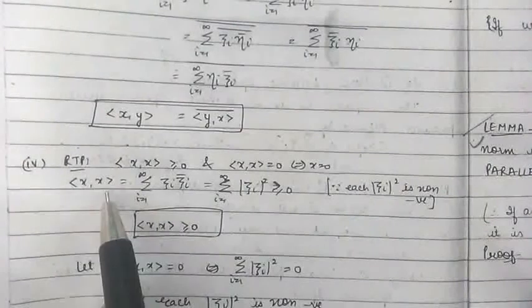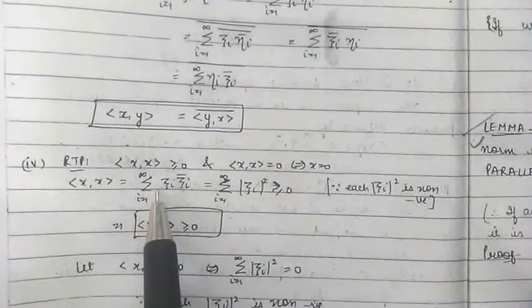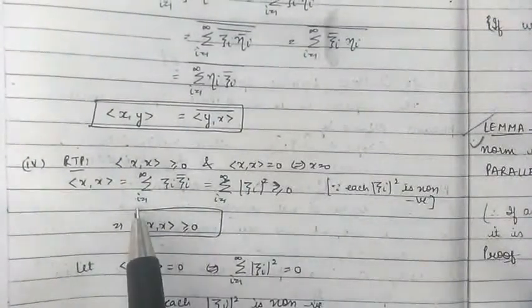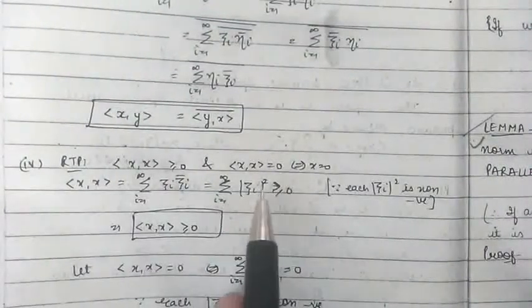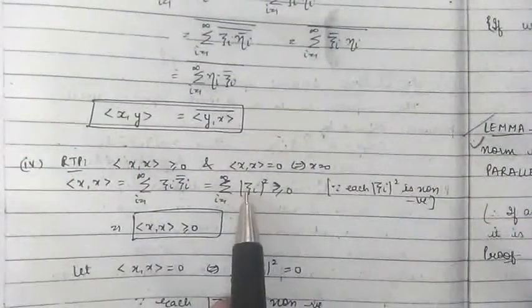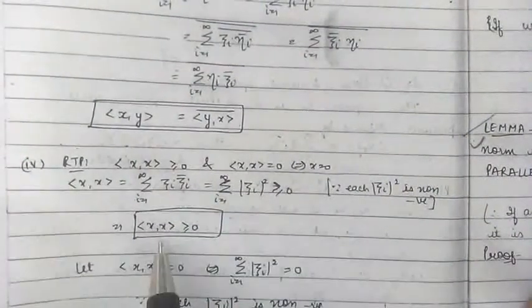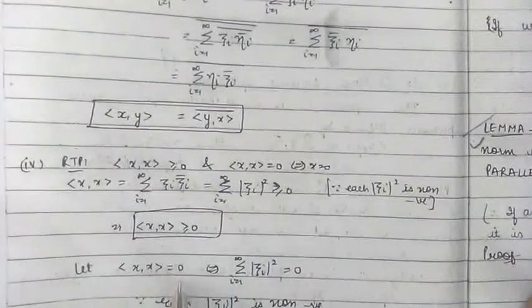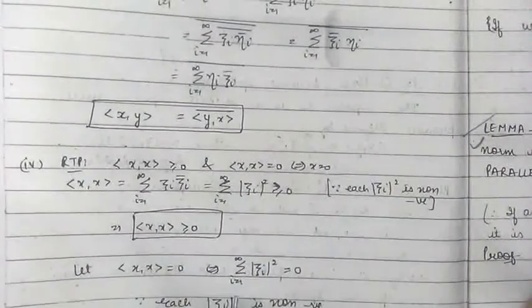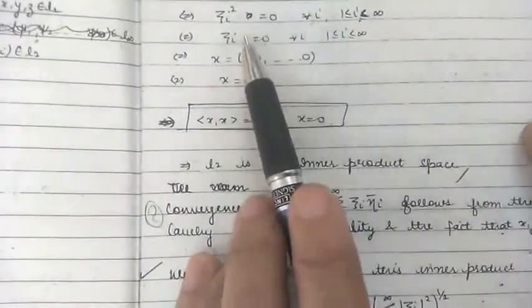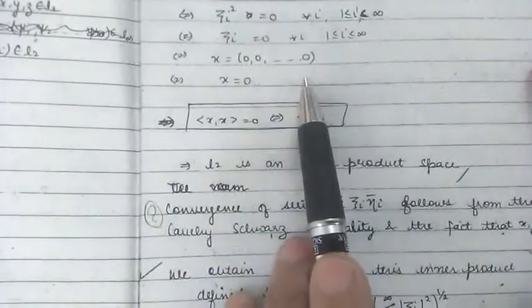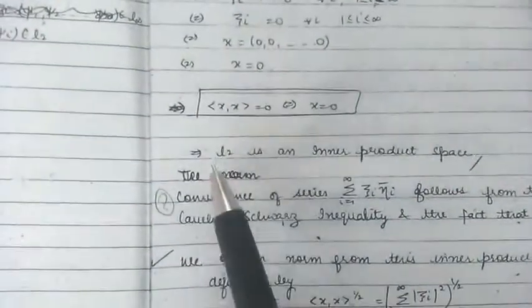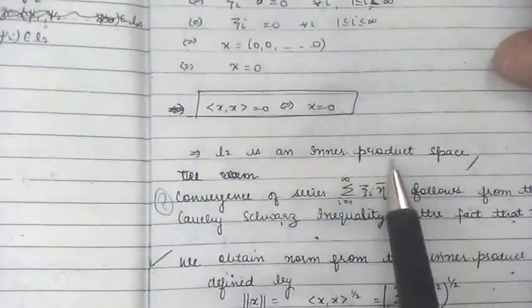Now inner product of X with X, this is summation xi into xi conjugate, where i varies from 1 to infinity. Now this is xi mod square. Now because these are non-negative quantities, so that will be greater than or equal to 0. Next, if inner product is 0, this term will be 0, and because these are non-negative quantities, so each term will be separately 0. So each xi will be 0. So coordinates of X are 0. So X will be 0. So till here we have proved that L2 is inner product space.